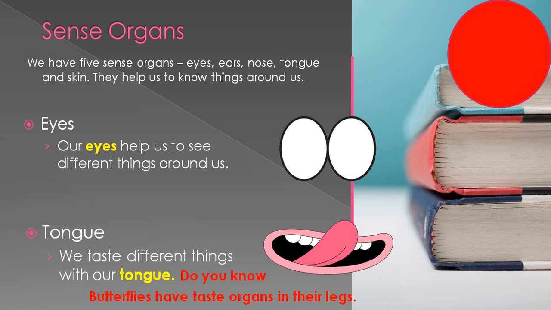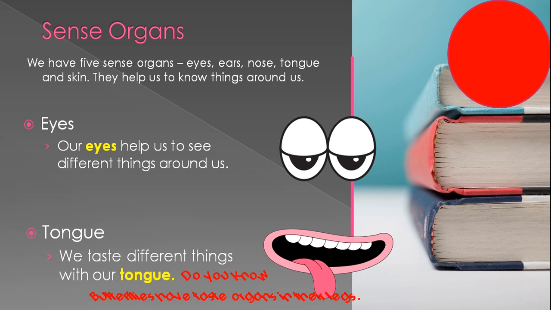Butterflies have taste organs in their legs. We have taste organs in our tongue, inside of our mouth, but the butterfly has its taste organs in its legs. So once more, look here. Eyes help us to see different things around us, and the tongue helps us to taste different things. Okay, now let's go to the next one.